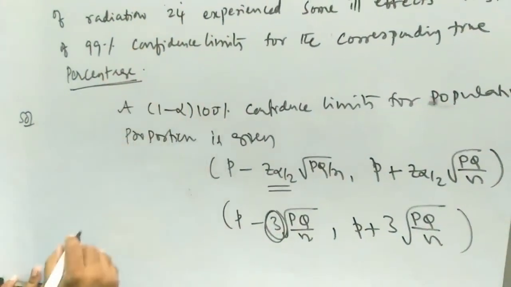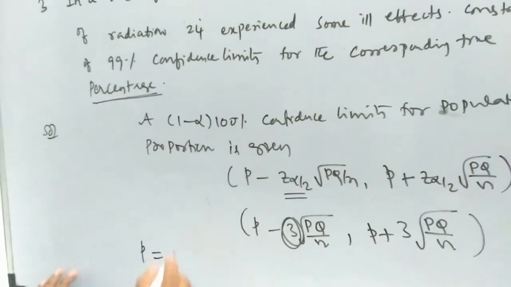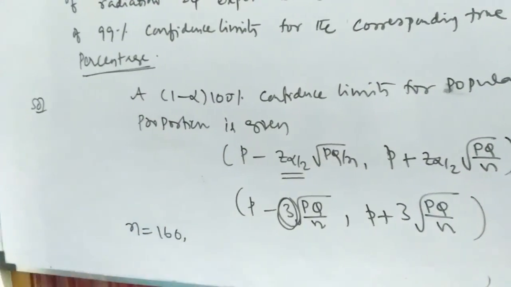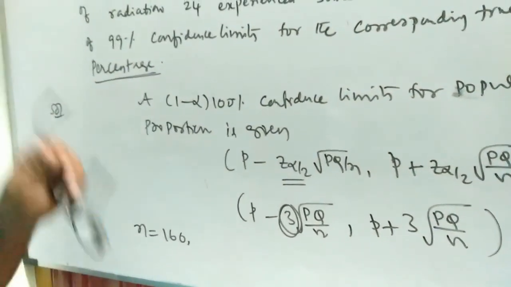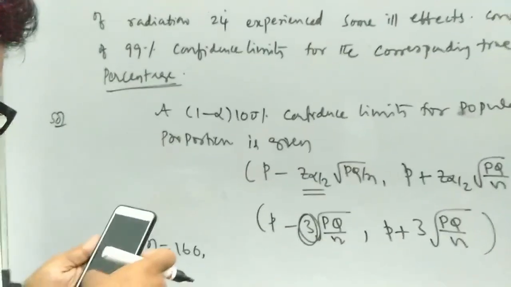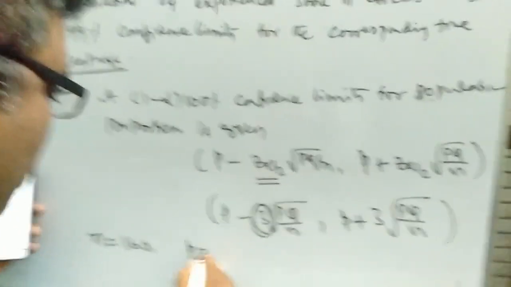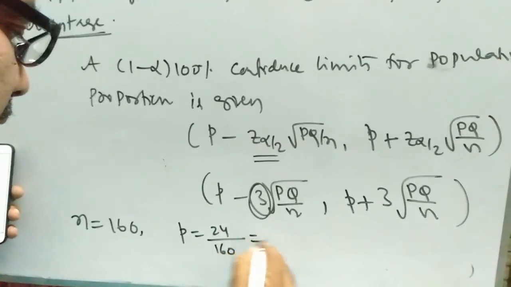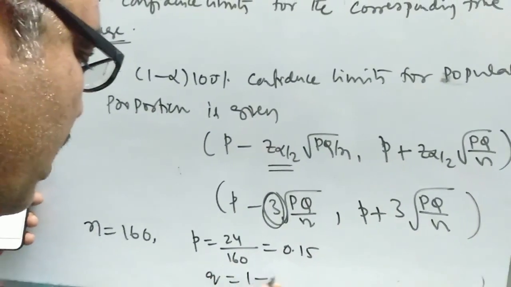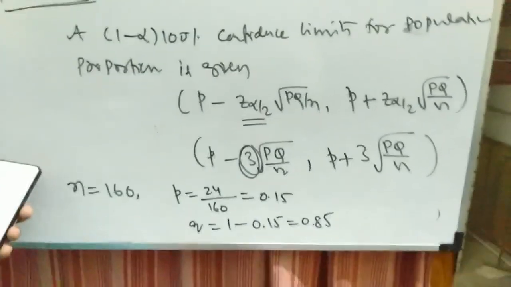సో 3 వేసుకుంటే ఇక్కడ here the sample small p. సో what is the small p here? 24/160. Here n is equal to 160 workers, and the value of p, small p means 24 out of 160. Small p is equal to 24 out of 160, and the value is 0.15, and q is also 1 minus 0.15, that is 0.85. q is equal to 0.85.